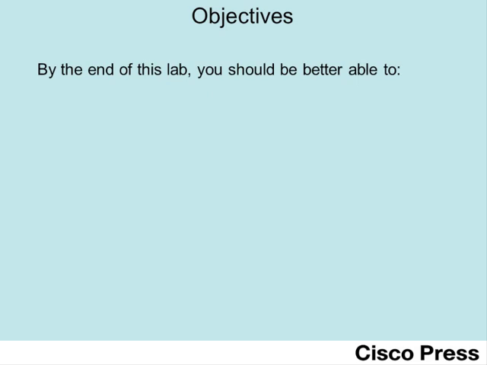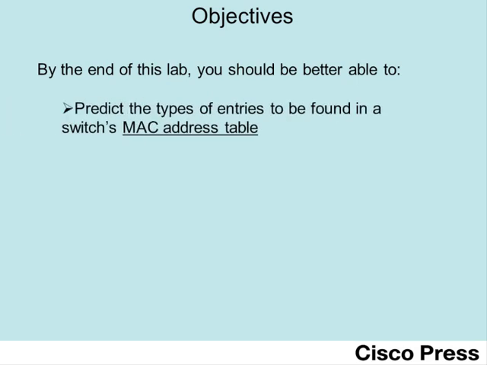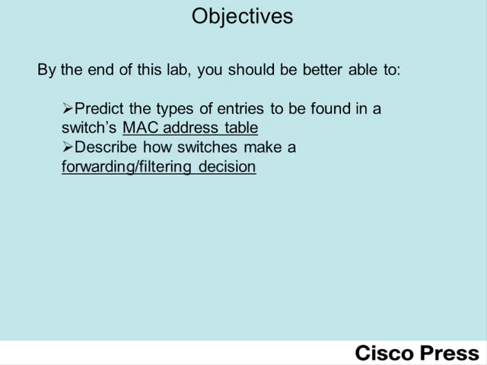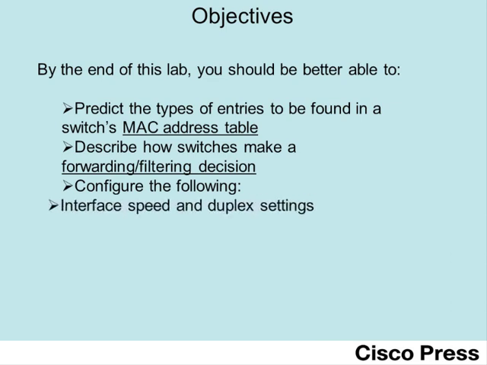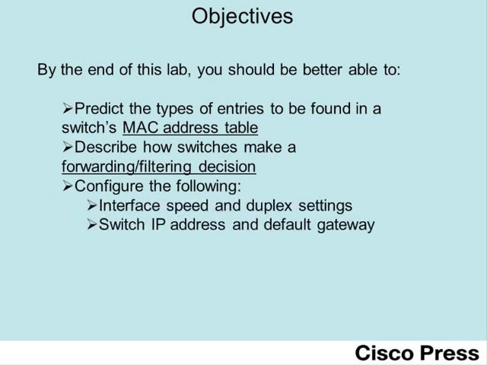Well, first of all, it'll help you predict the type of entries to be found in a switch's MAC address table. Second, you'll see how to describe the switching process and how it makes a forwarding or a filtering decision about each frame. And then the end of the video shows how to configure the interface speed and duplex settings, as well as the switch IP address and default gateway.